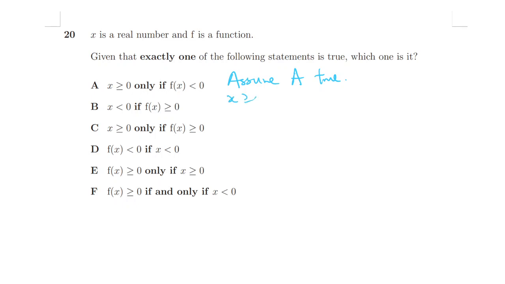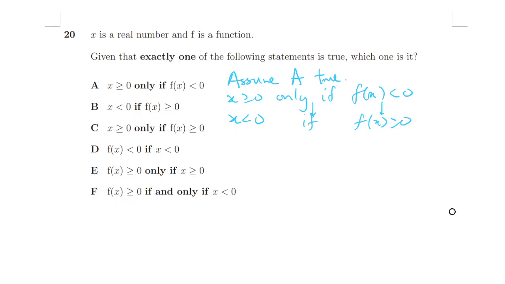We do this only if f(x) less than 0, right? So when you find a contrapositive, you invert everything, okay? So x less than 0, and then the only if becomes an if, and then this is f(x) greater or equal to 0, which is exactly option B, right? Just take the complements of every single item, and that will be the contrapositive. Don't mix up the contrapositive and the converse.